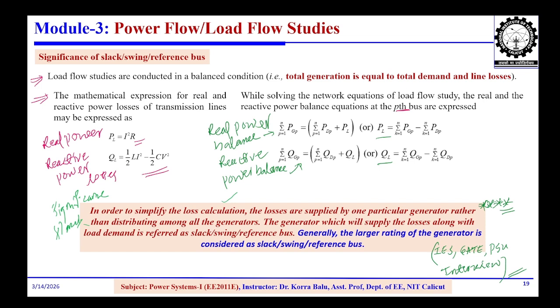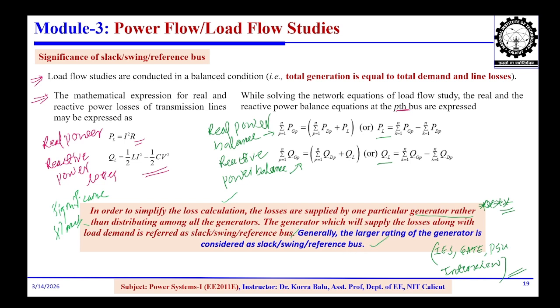In order to simplify the loss calculations, the losses are supplied by one particular generator rather than distributing among all the generators. So the meaning here is that we consider only one generator to supply the entire losses instead of distributing among all the generators. The generator which supplies the losses along with the load demand is referred to as the slack, swing or reference bus.